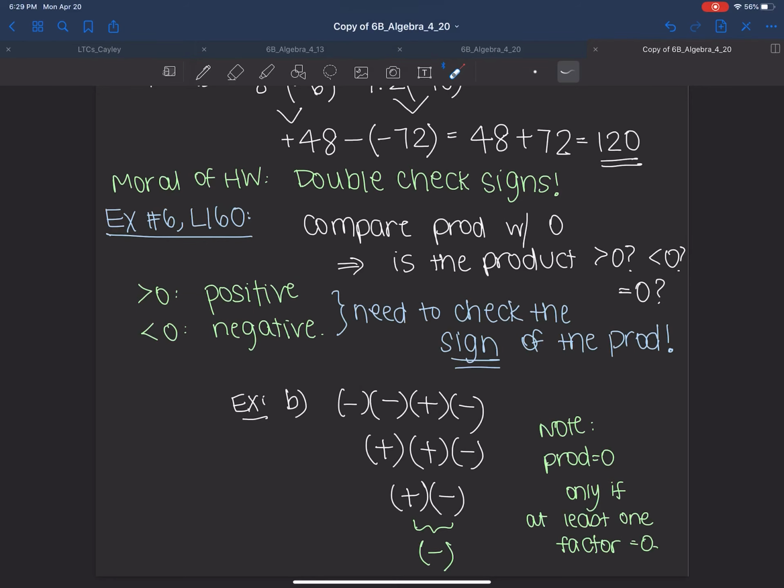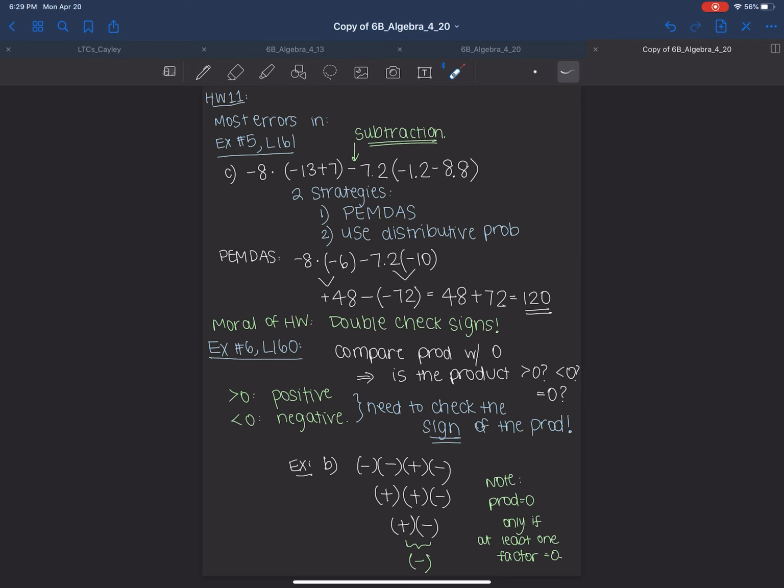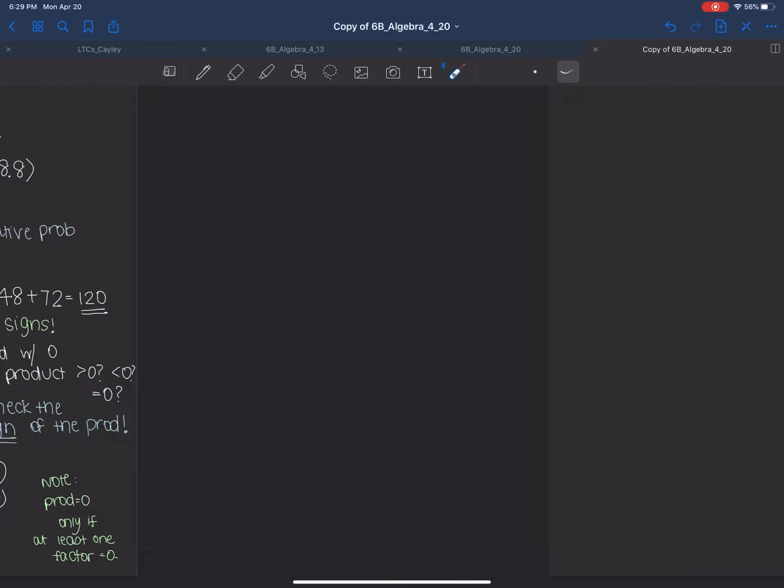Okay, so I'm going to zoom out of this page. Now is a good time to pause the video and recap this if you want to think about the homework again. If that looks good to you, we're going to move on to lesson 165. And lesson 165 concerns equations with rationals.